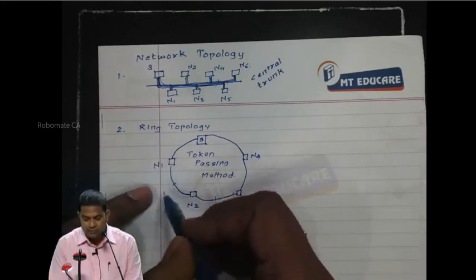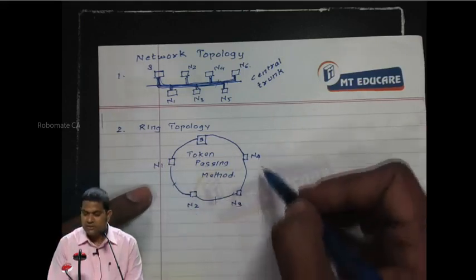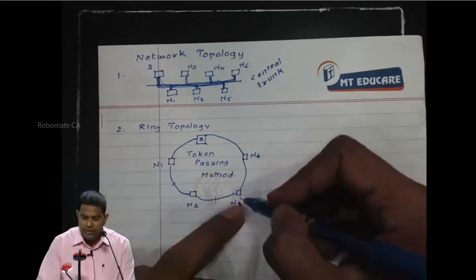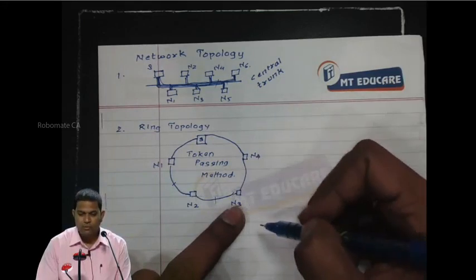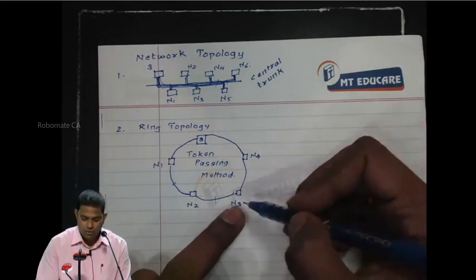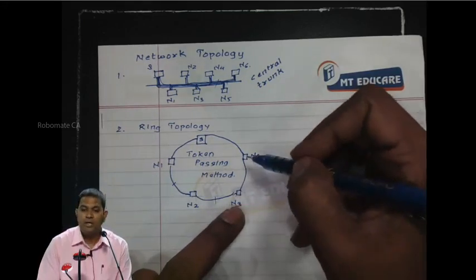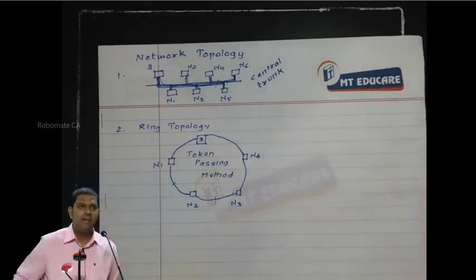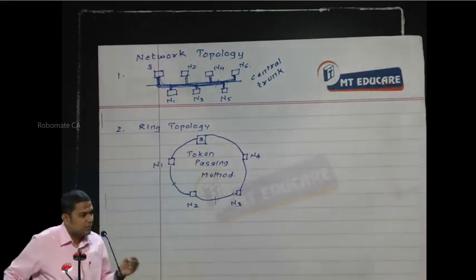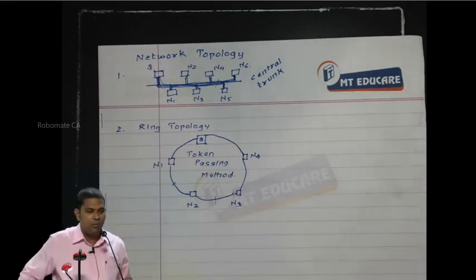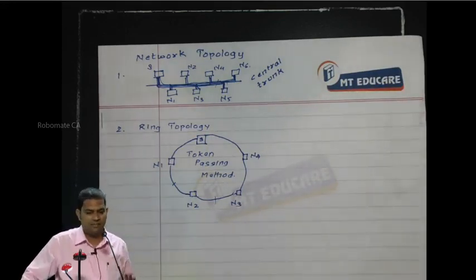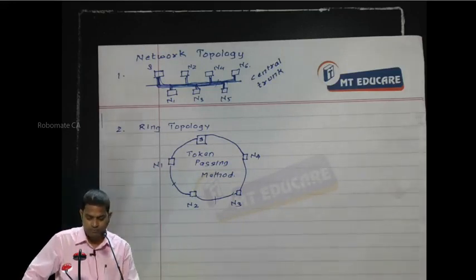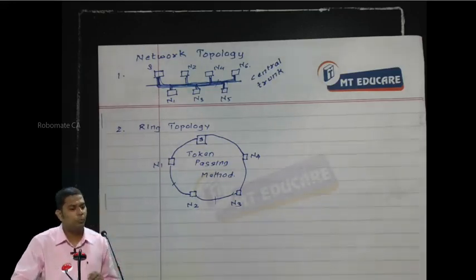Now this becomes N2, this is N3, this is N4, this is N5. Suppose you are removing N3. N2 will be knowing only N3, right? If that is removed, then the data is stuck over here. So again, this N4 is required to be reconfigured. So every time whenever you are adding or removing any node, you are required to reconfigure the network. That is one problem of ring topology.